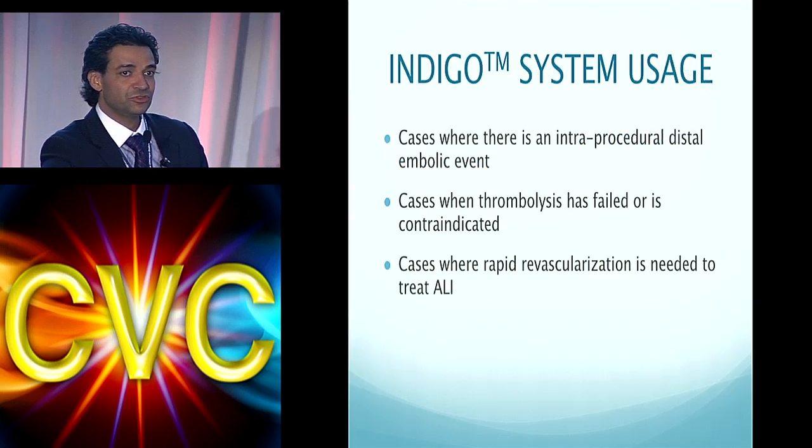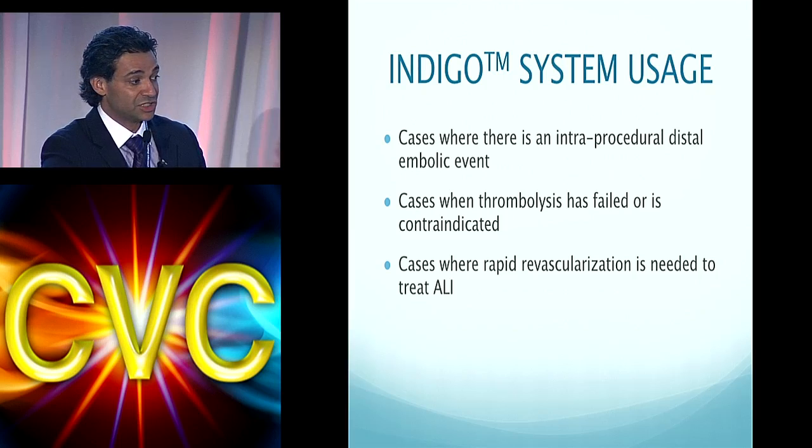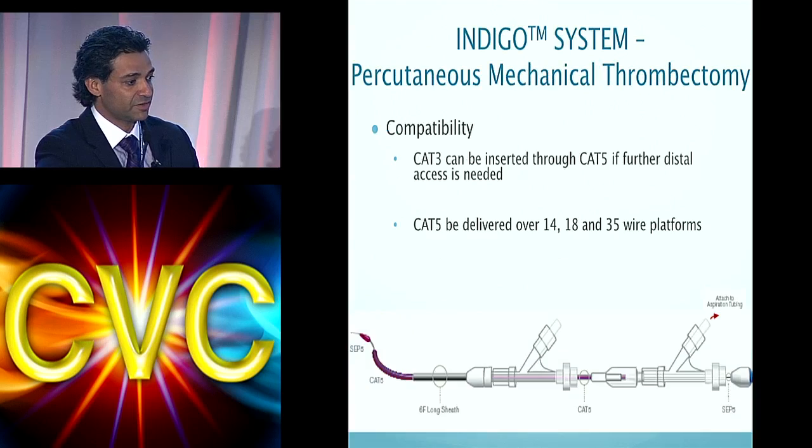So where can you use the Indigo system? Where you have distal thrombotic events, especially atheroembolic events, when you have thrombotic distal embolization, but you can't give the patient thrombolytic agents, and where you need rapid revascularization, because this works very, very quickly. And there are some other devices on the market that you can use for this, I like this just because I'm comfortable with it, and it's a quick and easy device to set up.